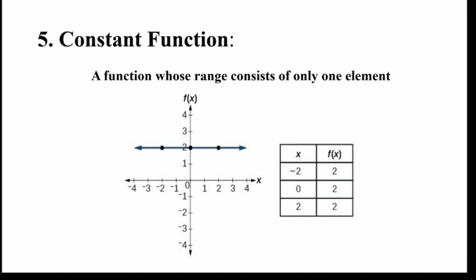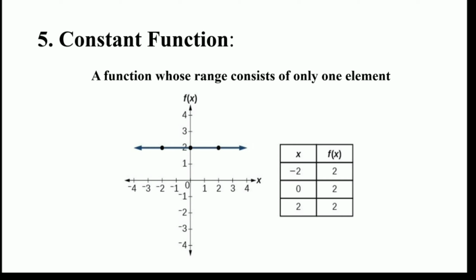Firstly, we are considering a constant function. A function whose range consists of only one element is called a constant function. It is a function whose output value is the same for every input value. That means it has the same output value no matter what your input value is. Because of this, a constant function has the form y equals b, where b is the constant. That is a single value that does not change.